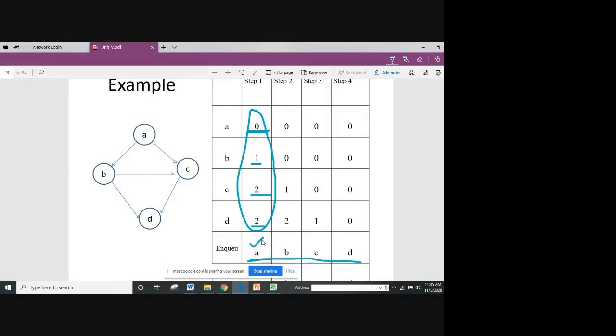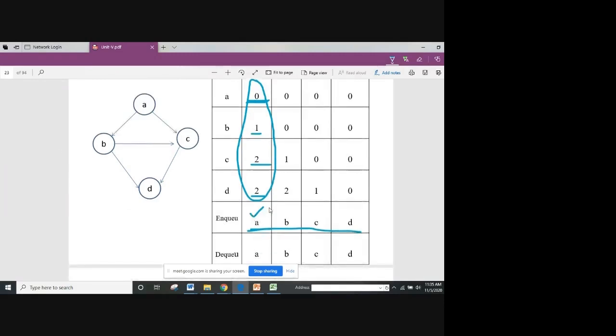So now I have picked it. A is inside the Q. After pushing A inside the Q, my next step is to immediately DQ it. DQ means I will cancel this and put it in the DQ. When I am putting it in the DQ, I have to find the adjacent vertices. What are the adjacent vertices of A?